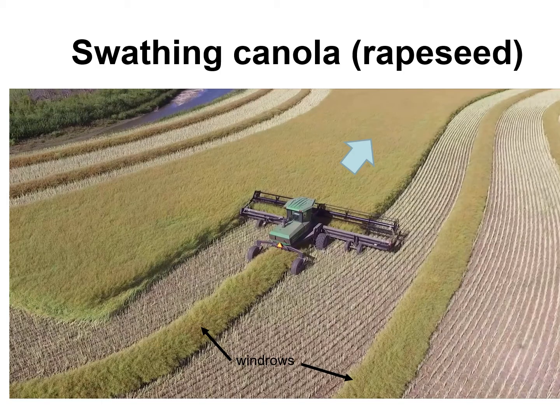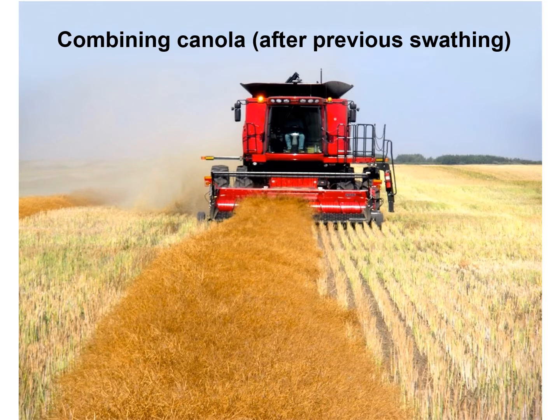Here we see a picture of swathing canola in Canada. Canola is synonymous to rapeseed. Here we see the windrows that are being formed by this machine. This is the direction of movement, and these are the windrows that we will leave in the field for a week or a little more. After that period, we will combine the canola, and therefore we will leave the chaff behind and keep only the seeds.